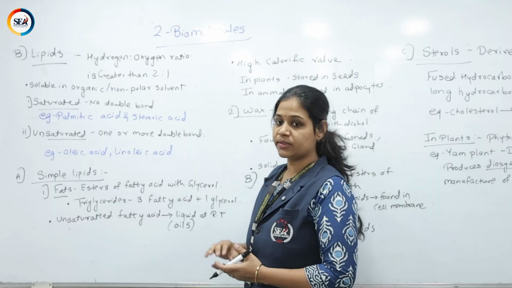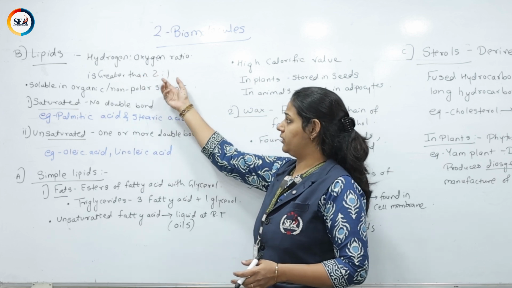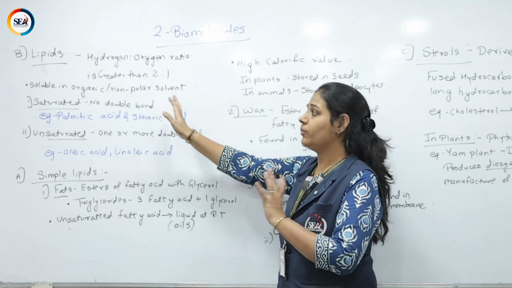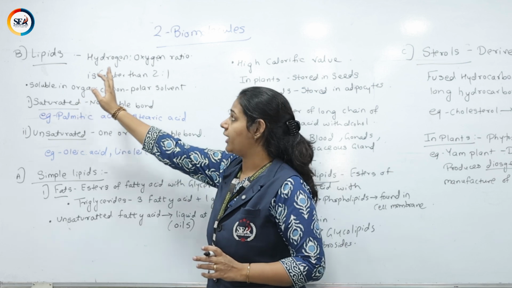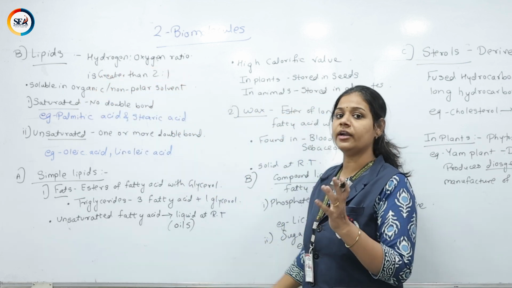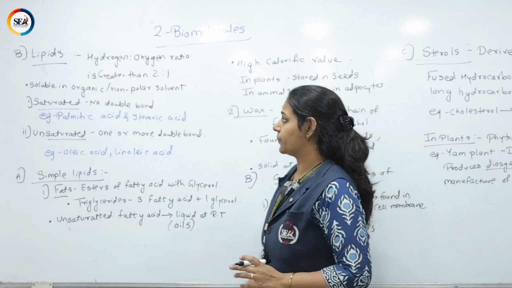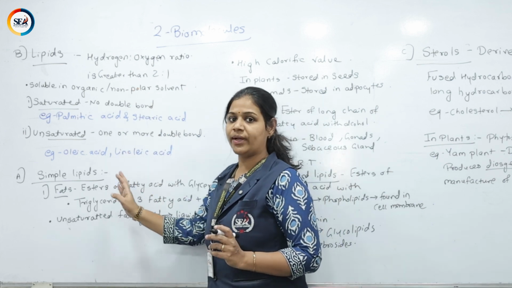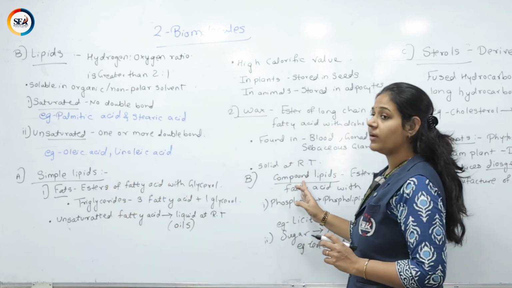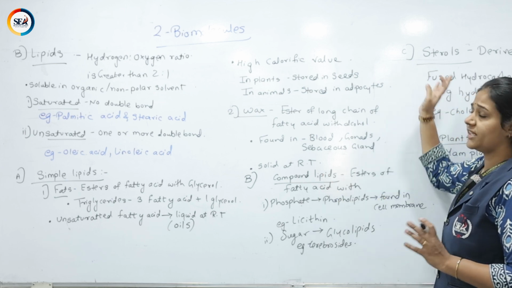Next point is lipids. What are lipids? They are soluble in organic, that is non-polar, solvents. The lipids' hydrogen to oxygen ratio is greater than 2:1, that is, greater than that of water. There are three types of lipid. One is simple lipid, second is the compound lipid, and third is the derived lipid or sterols.